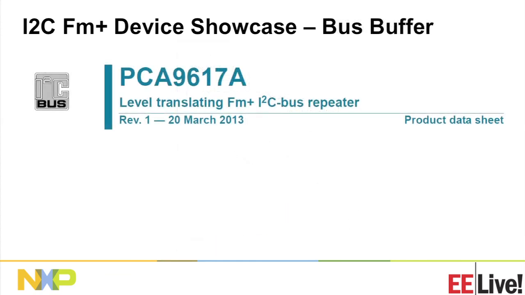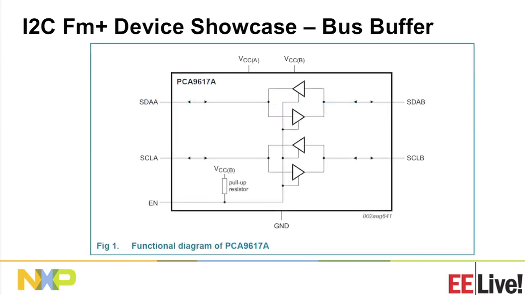Here's the buffer device. The block diagram for this is remarkably simple. All it consists of is buffer amplifiers that buffer the signal from one side to the other. It gets a little bit more complicated because we have to have bidirectional capability. So we have buffers facing in either direction, and we have an enable pin so you can isolate a section of the bus by turning off the enable pin and disconnecting those drivers.